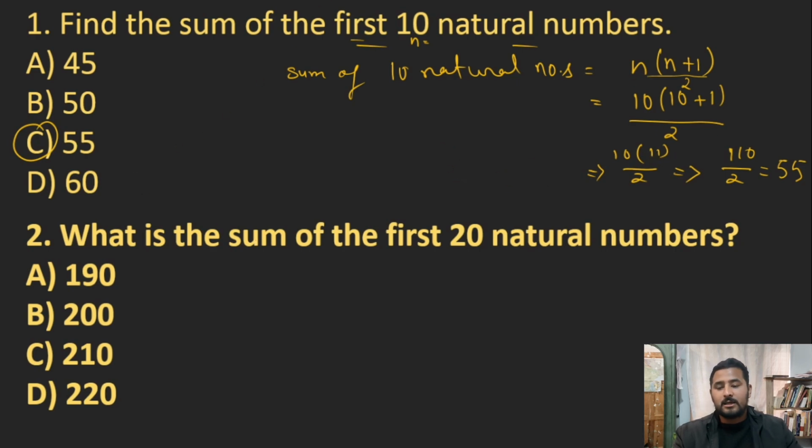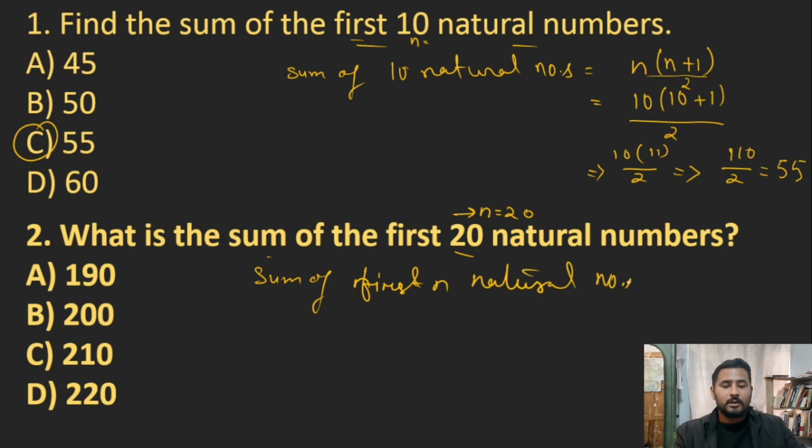Suppose they had asked what is the sum of the first 20, can you do 1 plus 2 plus 3 plus 4? It's too long, right? What you will do, let us take n equal to 20 here. So we know the formula for the sum of first n natural numbers, that is n into n plus 1 divided by 2.